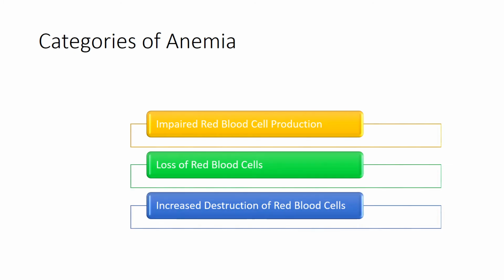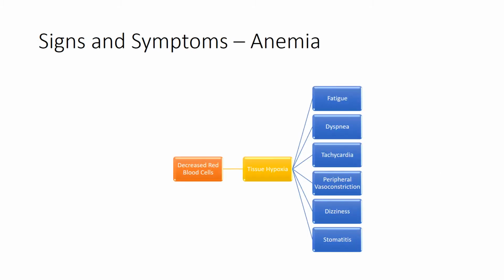As I said at the beginning, anemias can be categorized by their pathological origin. They can be either a result of impaired red blood cell production, loss of red blood cells, or increased destruction of red blood cells. We're going to start out by looking at the issue of impaired red blood cell production.